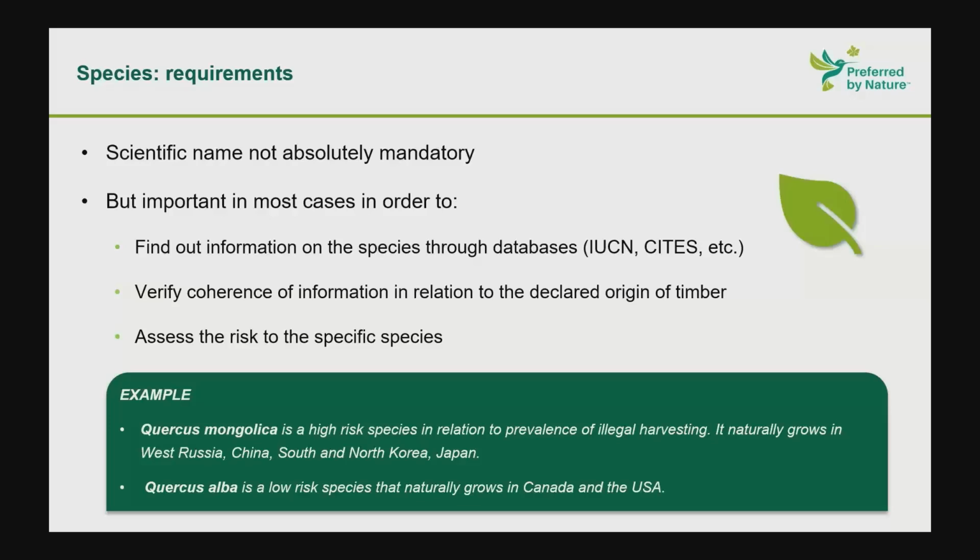So again, if your supplier is just telling you I'm working with oak, well, oak is growing in a lot of parts of the world, right? So you will not be able to cross-check: does the species grow in the country of harvest? Does it make sense? So yes, in most cases, it is always better to request the scientific name of the species. Okay, I hope this is clear.